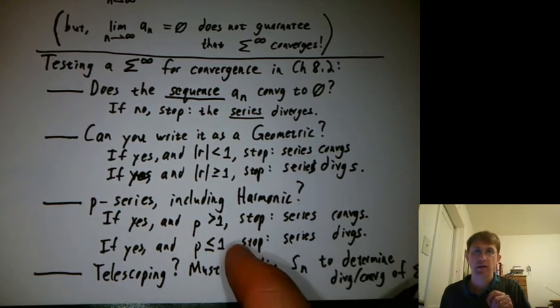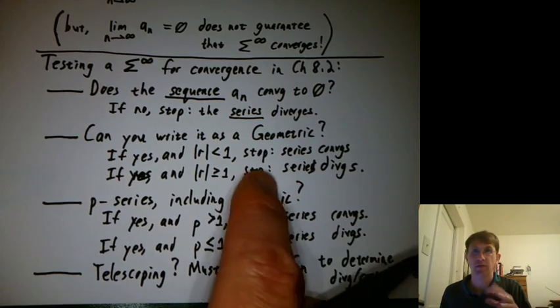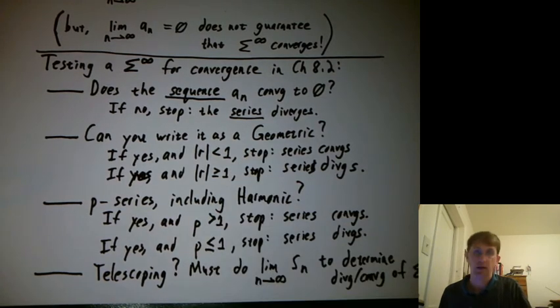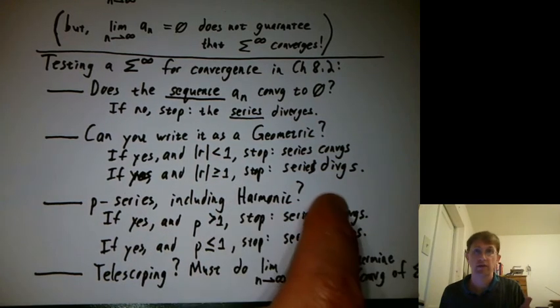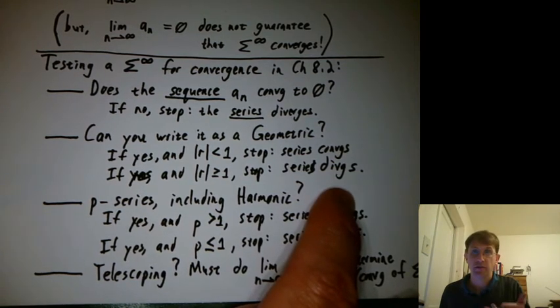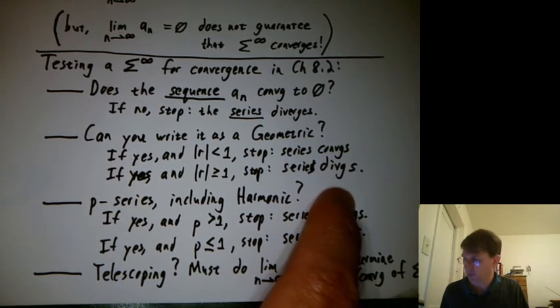But you might have to undo some of the stuff you did to rewrite it as a geometric, like moving a constant out front or something. If the absolute value of r is greater than or equal to 1, then you can stop and say the series diverges, and then you should not use 1 over 1 minus r because it will give you a finite answer when the actual answer is not any particular finite number.